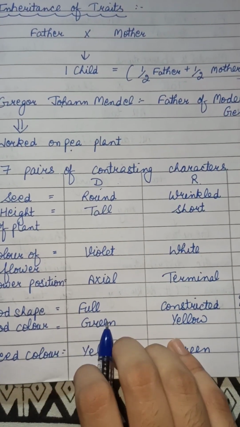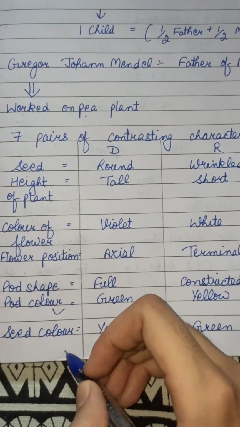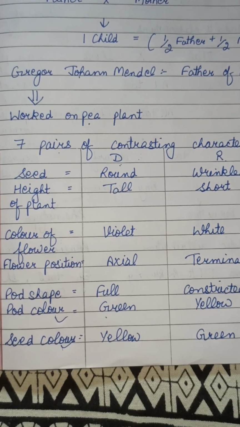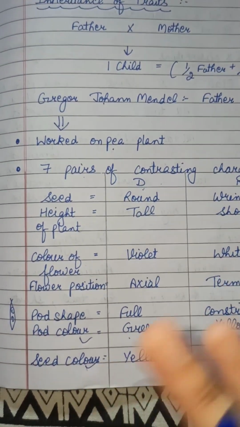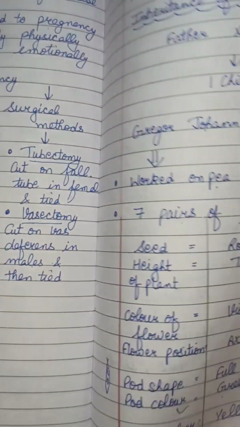Next is pod color, green and yellow. Seed color is yellow and green. This is the main point here in which students are confused, that pod color dominant trait is green and seed color dominant trait is yellow. So this you should keep in your mind. So these were the 7 pairs of contrasting characters which were studied by Mendel.